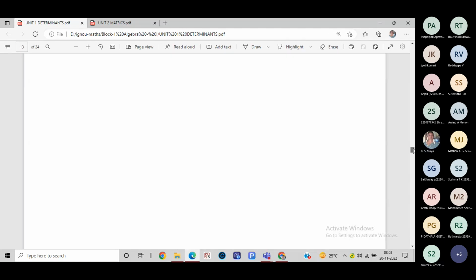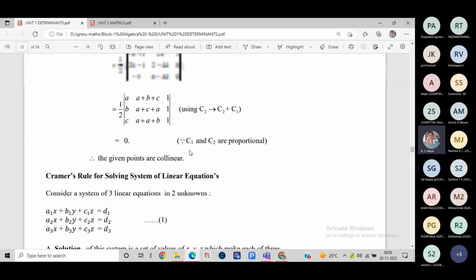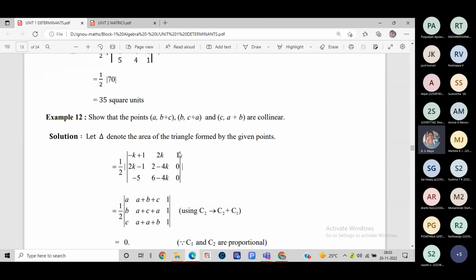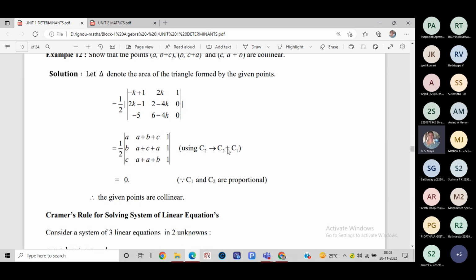Okay, let me go for the next type of problem. Yesterday, in the last class, we did how to find the triangle type of problem using determinants. There is one common question in the question paper for 5 marks. That is easy, you can do it. We have to check that the given points are collinear, the determinant value should be 0. The next type of question is Cramer's rule.